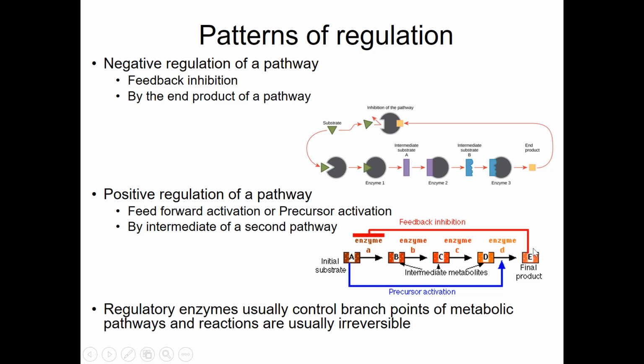As we talked about earlier in the lecture, this can also be by an intermediate of a second pathway. Regulatory enzymes typically control branch points of metabolic pathways, and these reactions are usually irreversible. And we'll talk a little bit more about reversible versus irreversible reactions later.